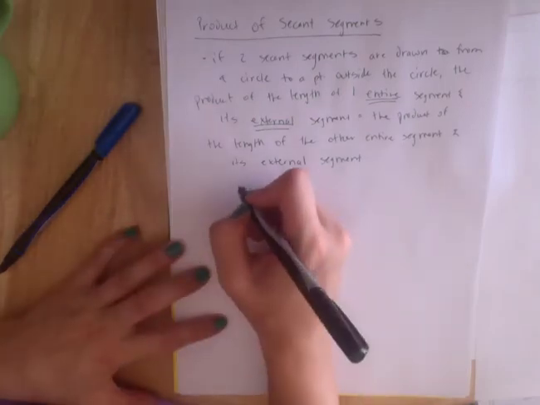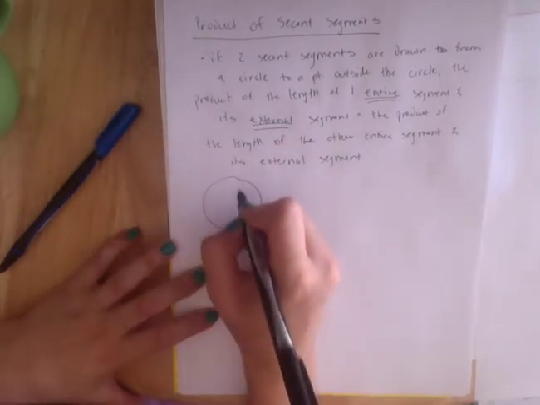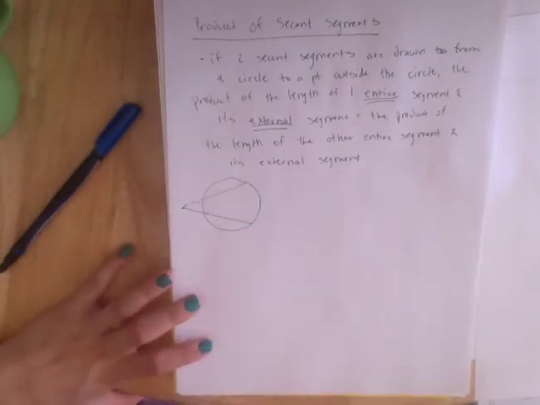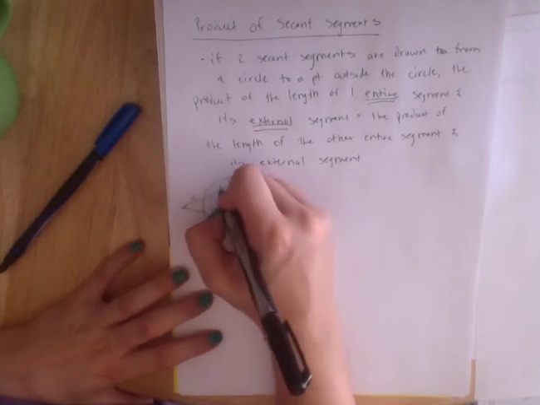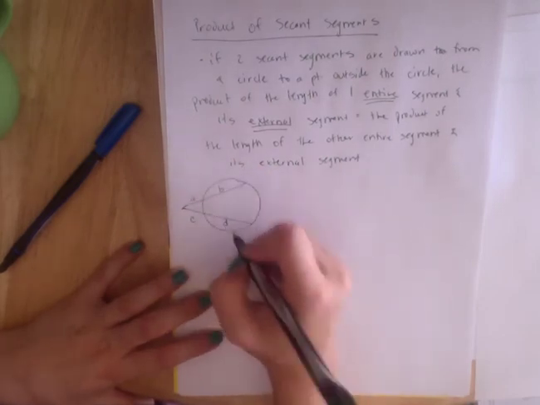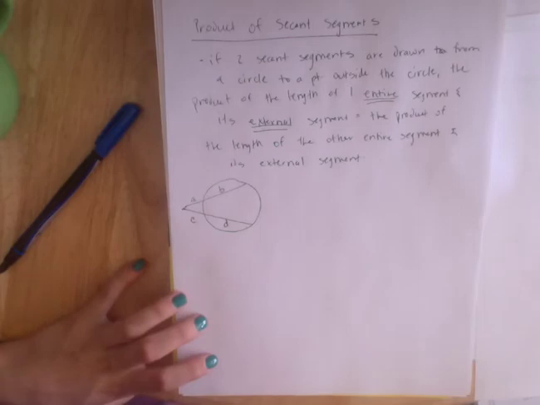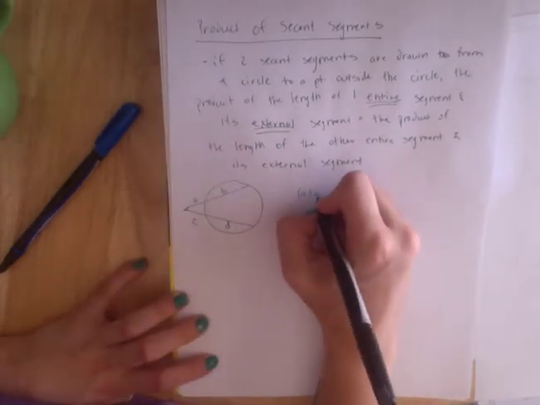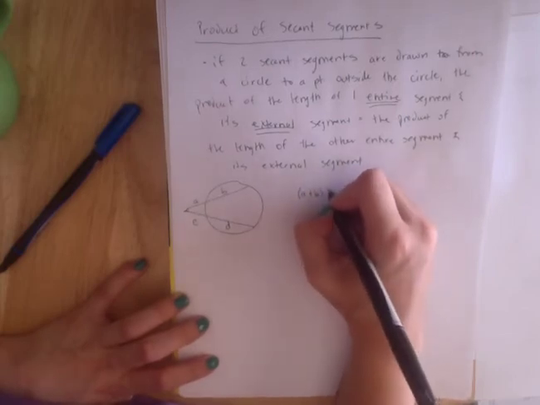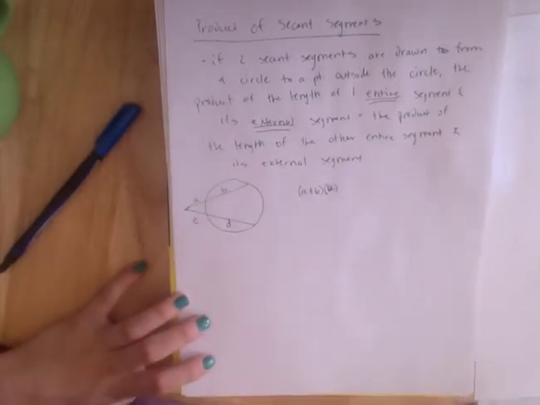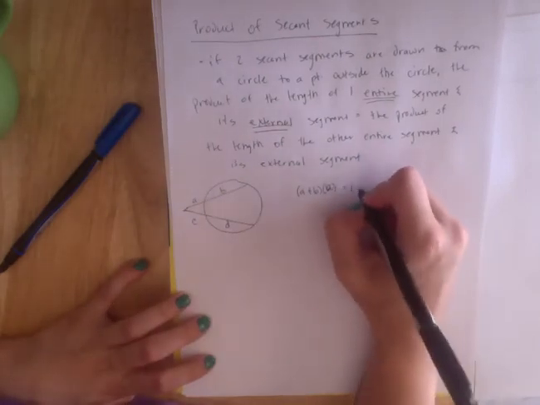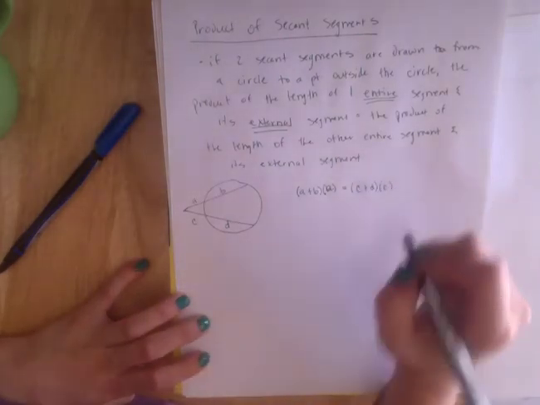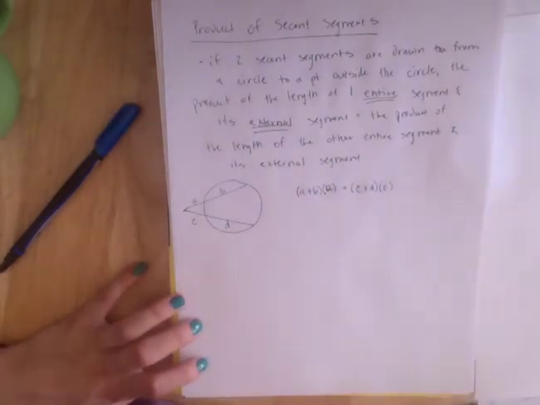So all of those words, what do they mean? I have a circle. I have two secant segments that have come into a point. If I call this A, B, C, and D, I have the product of the entire secant length, which is A plus B, times the outer, which is A, equals the product of the entire other secant segment times the outer, which is C. Okay?